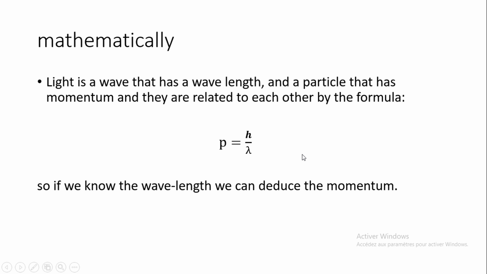So now, mathematically, light is a wave that has a wavelength and a particle that has momentum, and they are related to each other by the formula P equals h over lambda. So if we know the wavelength, we can deduce the momentum. So this equation reunites both aspects of light, the wave aspect, which is characterized by lambda, and the particle aspect, which is defined by p.